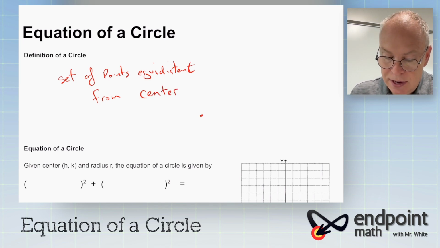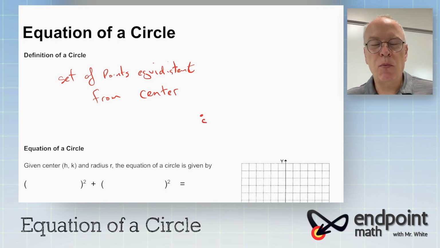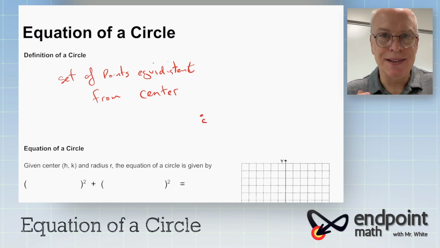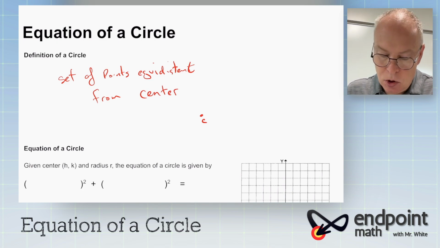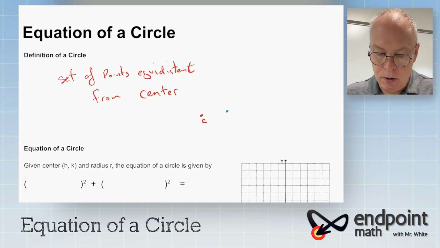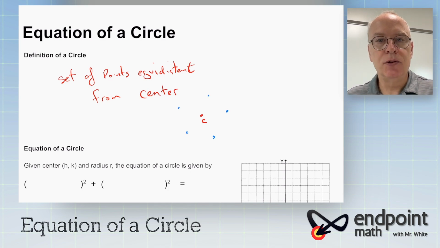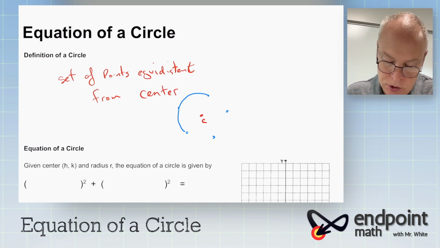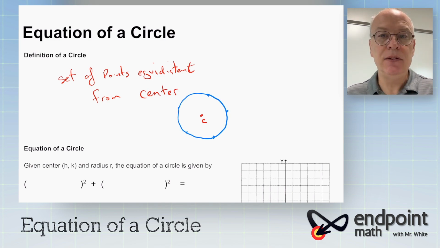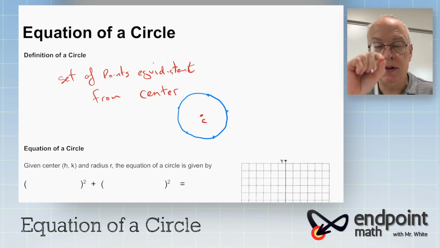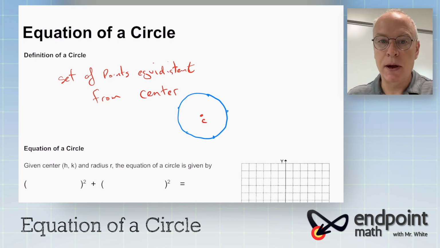So if we have a center here, what do I mean by equidistant? Equidistant means the same distance away from that. So maybe over here, or maybe up here, or over here, and so on. You see how it's sort of forming this circular shape. If I did that a bazillion times, I would get a bazillion little pixels on my iPad here, and you would see a nice continuous circle that goes all the way around. So that's one definition of a circle.